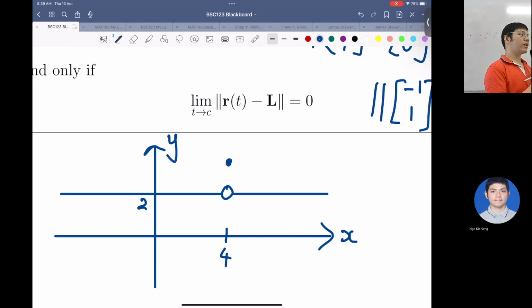2. When x equals 3.5, what is y? 2. When x equals 3.697, what is y? When x equals 3.999, what is it? 3.999999 is very close to 4 already, right? But it still doesn't reach this extra point here. Maybe I call it 6.